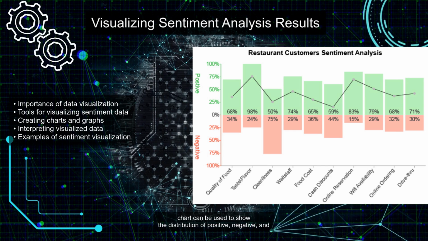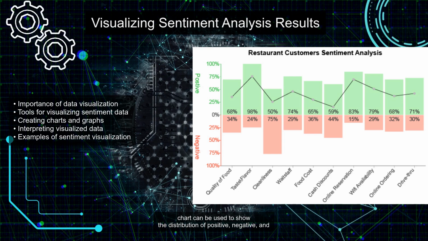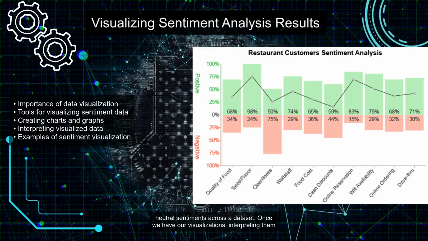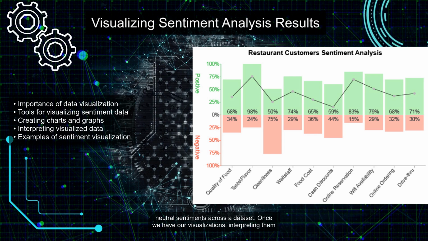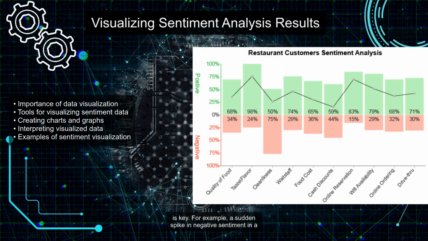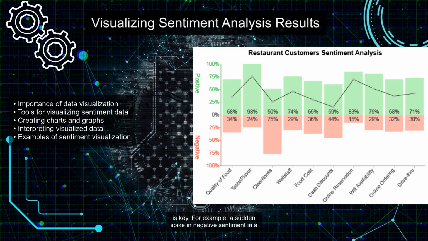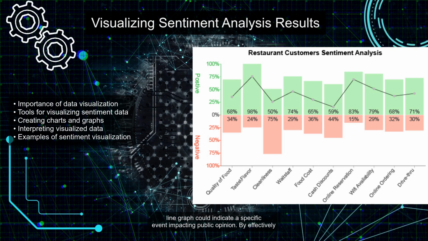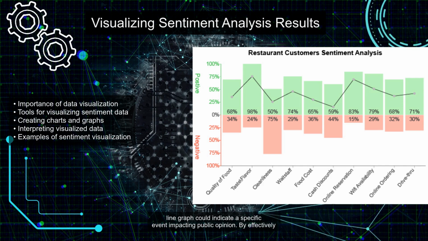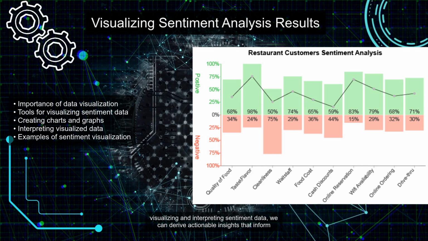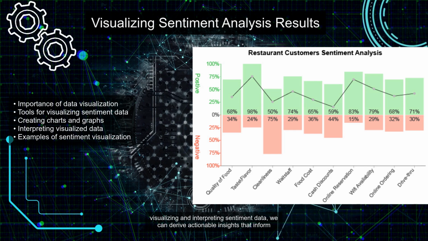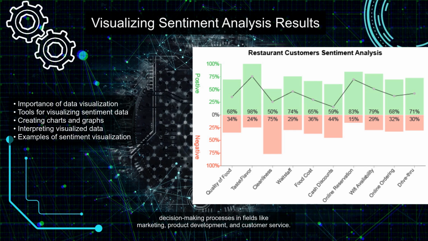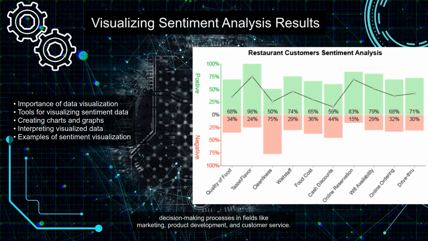For instance, a bar chart can be used to show the distribution of positive, negative, and neutral sentiments across a dataset. Once we have our visualizations, interpreting them is key. For example, a sudden spike in negative sentiment in a line graph could indicate a specific event impacting public opinion. By effectively visualizing and interpreting sentiment data, we can derive actionable insights that inform decision-making processes in fields like marketing, product development, and customer service.